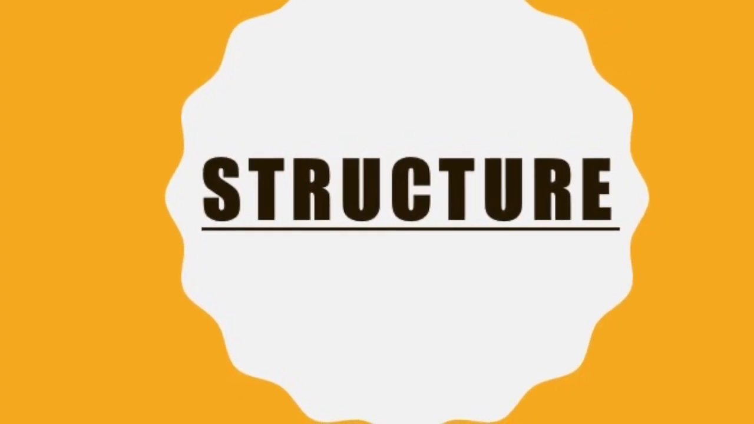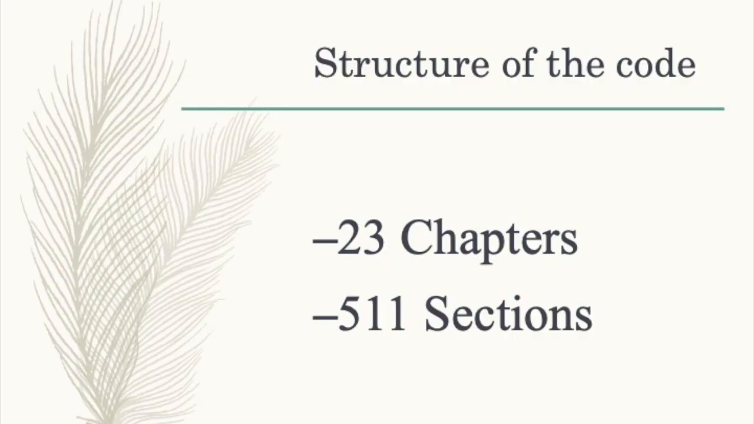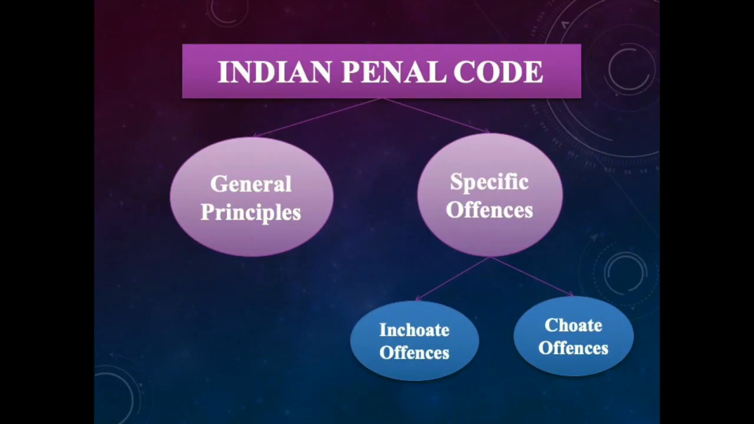Let us talk about the structure of the code. It consists of 23 chapters and 511 sections. We need to learn two things about the Indian Penal Code: that it consists of general principles and specific offences. Further, specific offences are divided into two parts, inchoate offences and substantive offences.